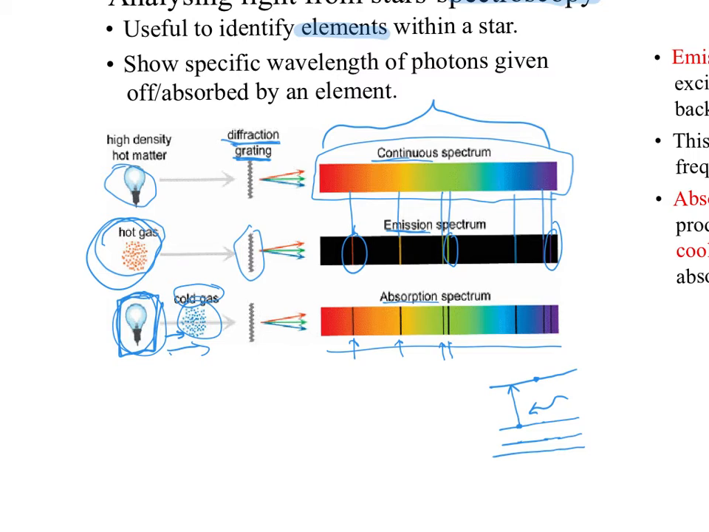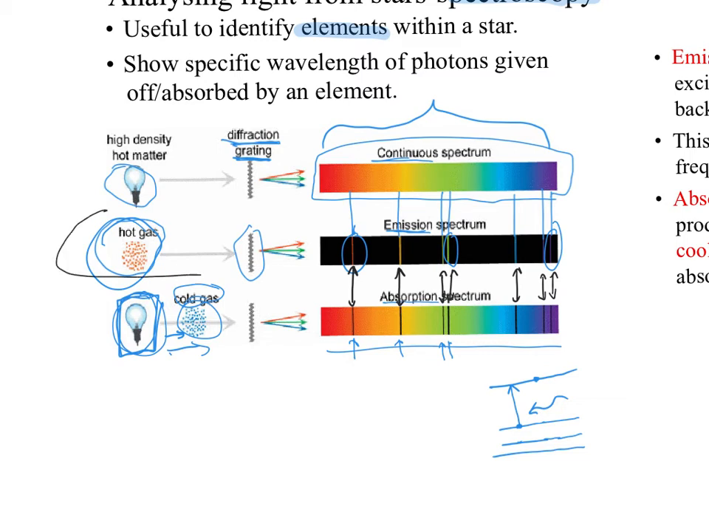Another thing that you could notice here is how these lines, only and only if it's the same element, exactly match each other. So it's like a negative image of one another, and they exactly match together. And this is how we basically figure out what is going on in stars, like what elements they're made from.